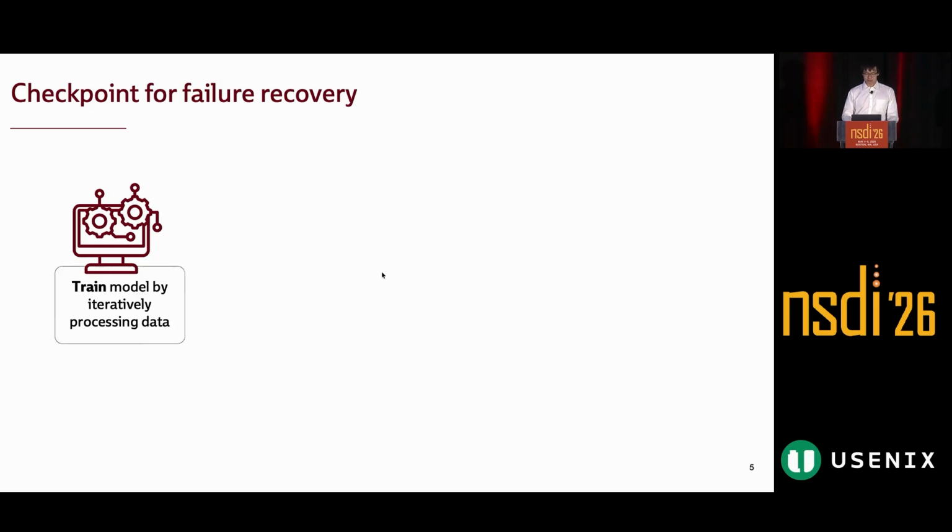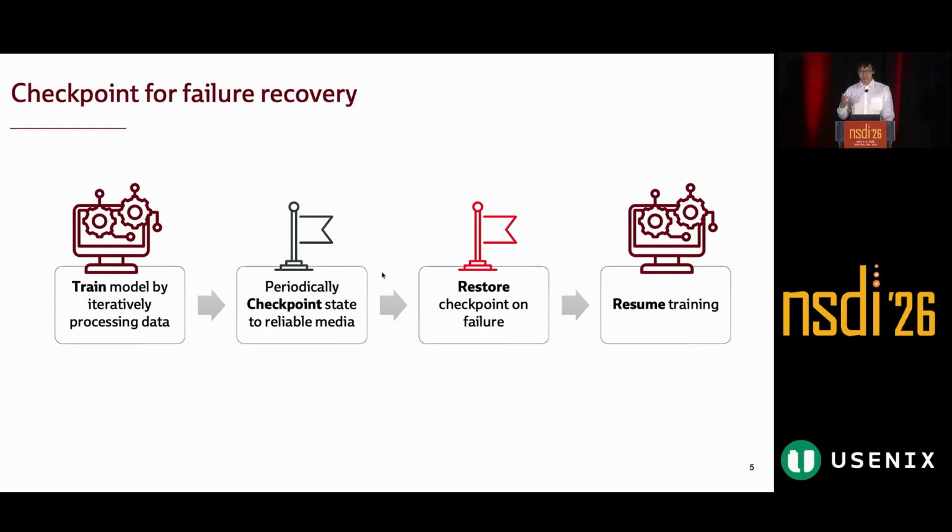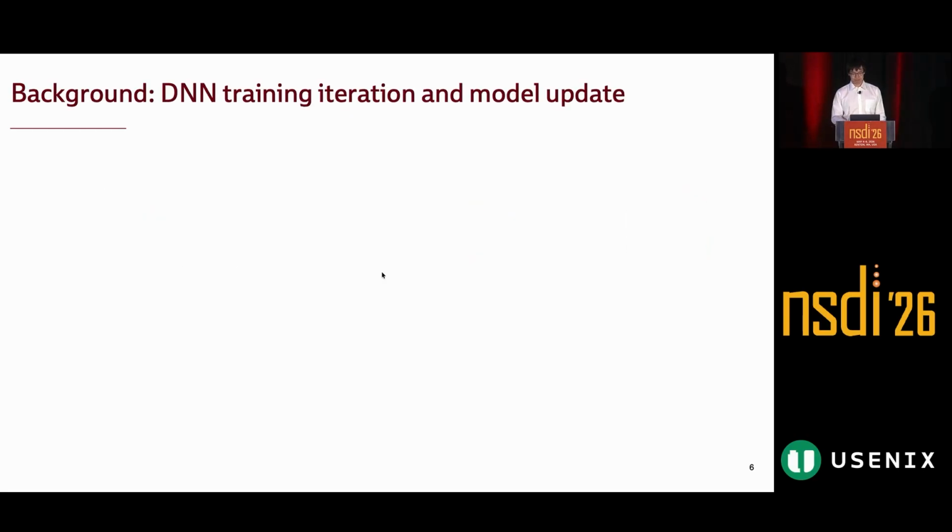To prevent failures from wiping out progress, training systems periodically save the training states, including the latest copy of the model parameter and optimizer states, to a reliable media as a checkpoint. Upon a failure, these systems restore the checkpoint state and restart the training. This checkpointing and restoration allows training systems to make progress even in presence of frequent failures.